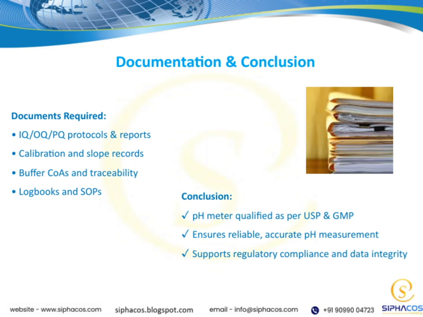Now, moving on to documentation and final thoughts, there are several key documents we need to keep in place. These include IQ, OQ, and PQ protocols and reports, which demonstrate that the equipment has been properly installed, operated, and performed as intended. Calibration and slope records are also vital. They ensure that the pH meter remains accurate over time. Additionally, buffer certificates of analysis and traceability records help verify the standards used and trace back measurements if needed. Lastly, maintaining logbooks and standard operating procedures is fundamental for consistent operation and compliance.